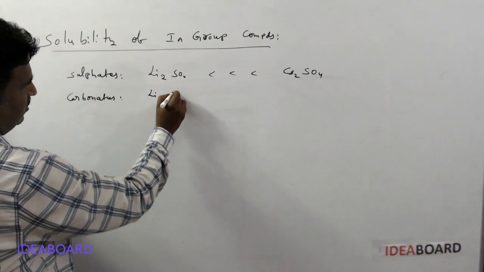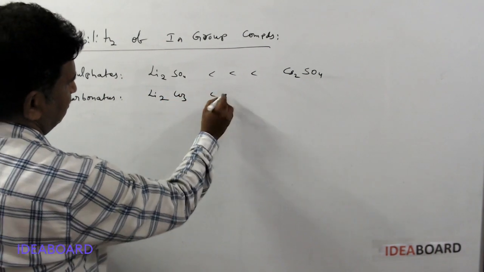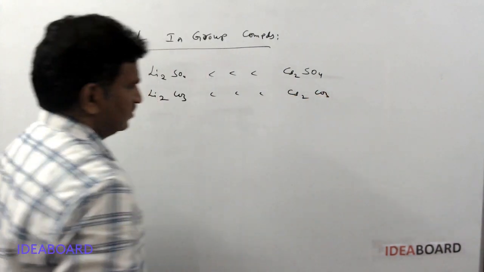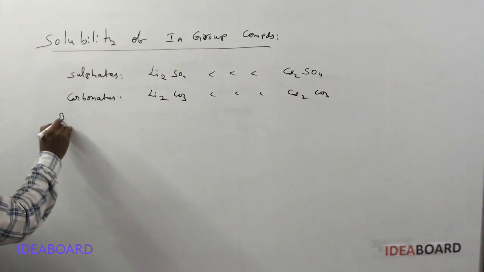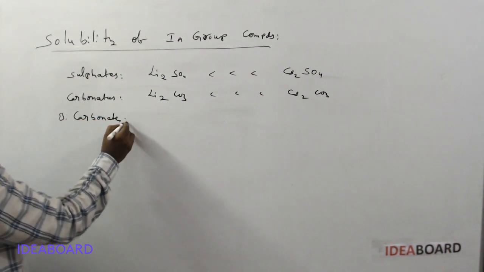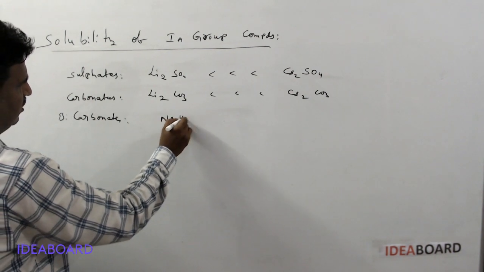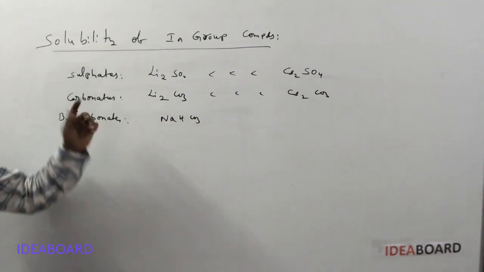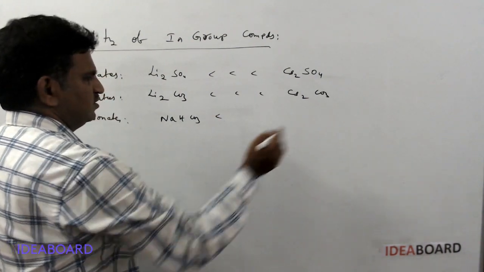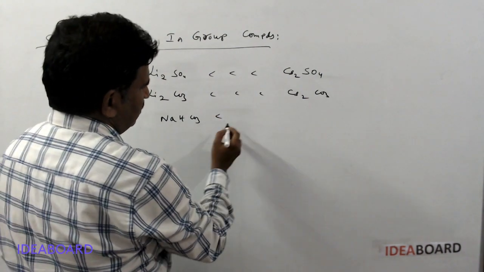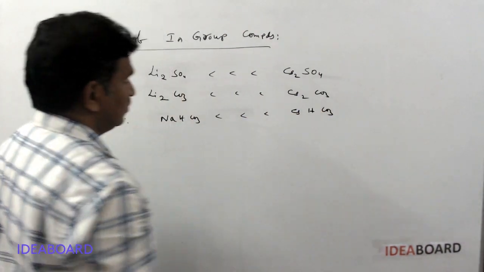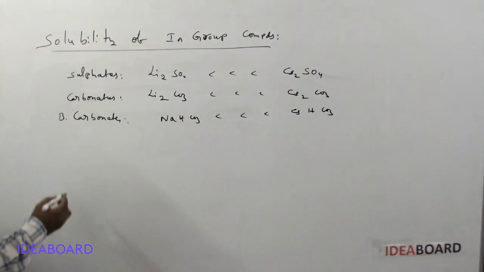Lithium carbonate Li2CO3 to cesium carbonate, and bicarbonates. Here, for bicarbonates we will take sodium bicarbonate, because lithium bicarbonate is not present in the solid state, it is present in solution only, and it is an unstable compound also. From sodium bicarbonate to cesium bicarbonate, the solubility increases.